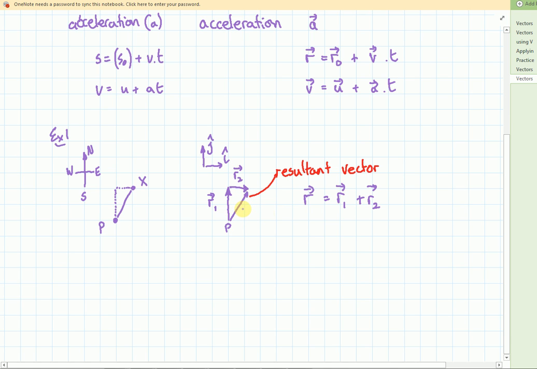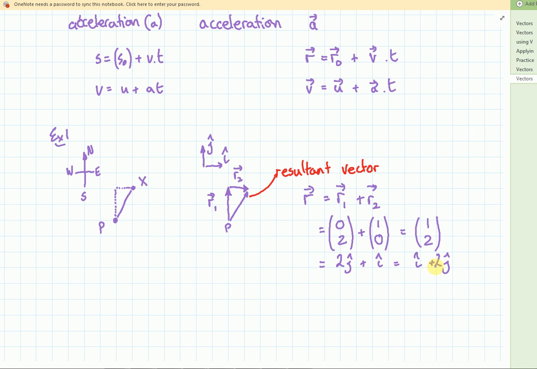So let's put the numbers in. So we got R1 and R2. We can write it in two ways. We can do it as a column. So 0, 2 plus 1, 0 gives me a resulting vector as 1, 2. Or we can do it in terms of i and j. So this is 2j plus i. Normally try and put the vector in the order that they come alphabetically. It just helps read what's happening and stops you from making some mistakes.